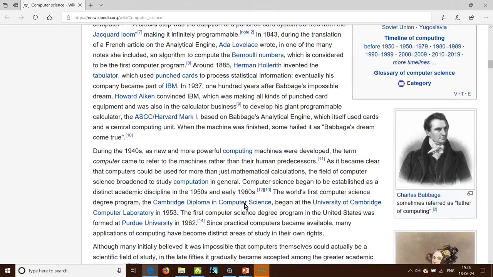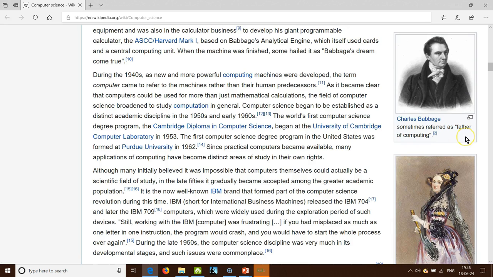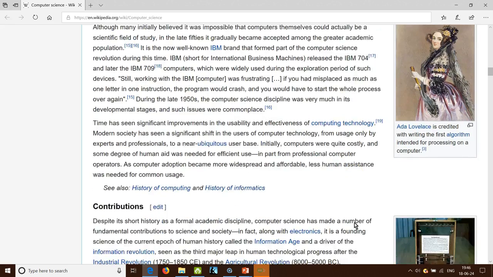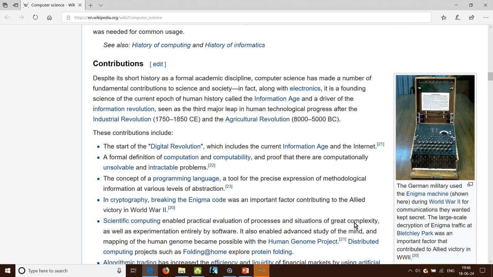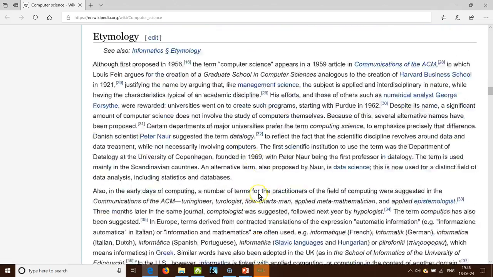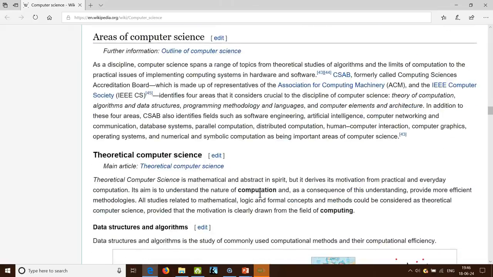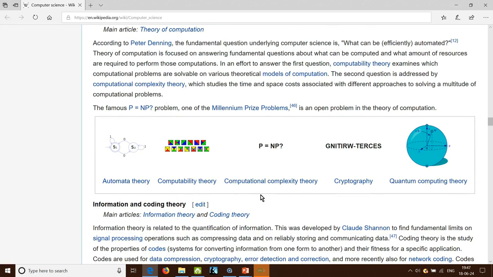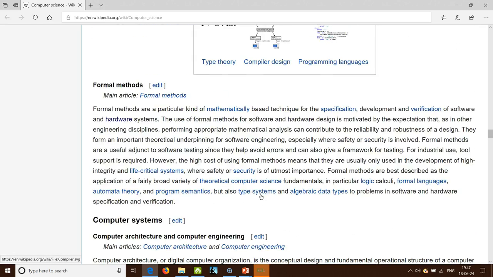We have some history here, you can read it. Charles Babbage was the father of computing. Also, the first programmer was Ada Lovelace. She was credited with writing the first algorithm intended for processing on a computer. Also, we have earlier computers, so you can read about it, their applications and so on. So, let us move on.